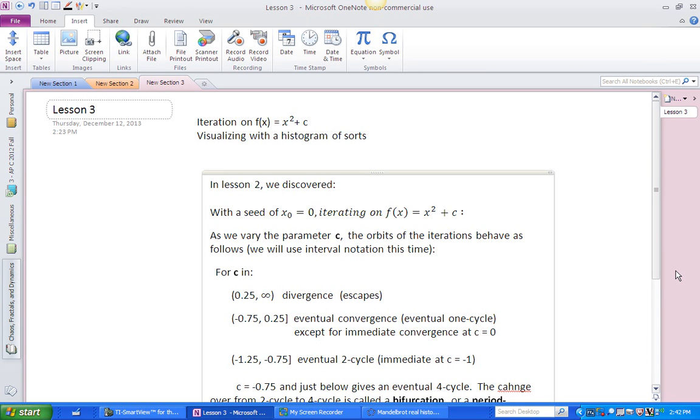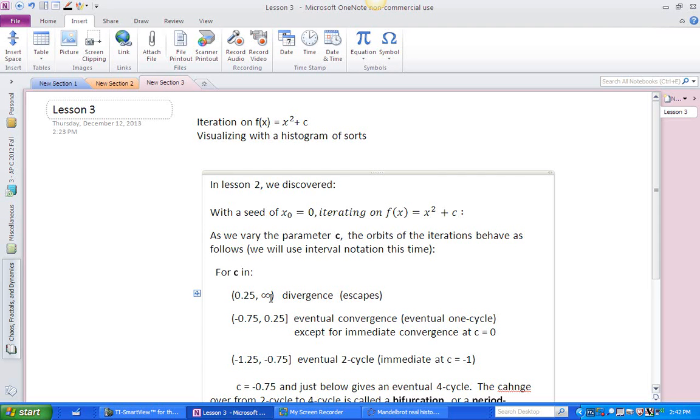We learned that if you had a seed of 0, iterating on x squared plus c with c as the parameter, for c at 0.25 on to infinity, but not including 0.25, we get divergence, escapes. Between negative 0.75 and 0.25, you get eventual convergence. It's sometimes called an eventual one cycle. Of course, you get immediate convergence at c equals 0.